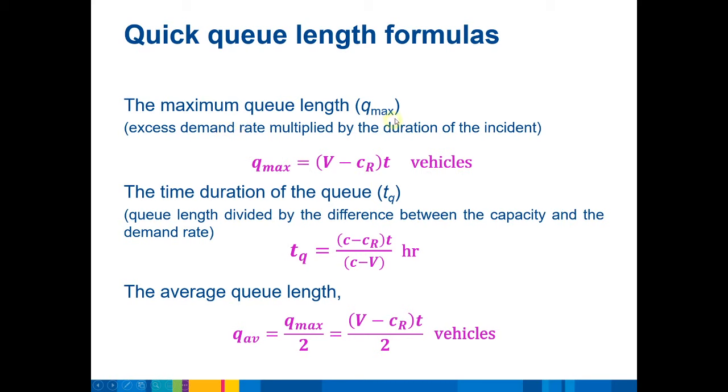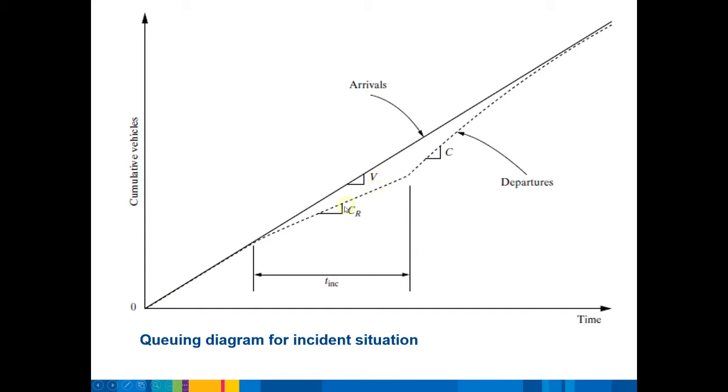So the maximum queue length, this is the excess demand rate, so how much higher is the demand rate than the reduced capacity rate, multiplied by the duration of the incident. This tells us what is the maximum queue length. Again, pretty straightforward. You can see that on the previous slide, if we have a difference between these two gradients and we have a time, we can basically perform the mathematical operation shown on the last slide to find the height here.